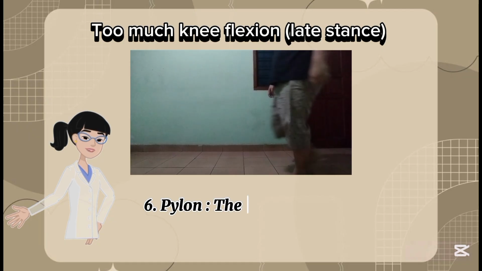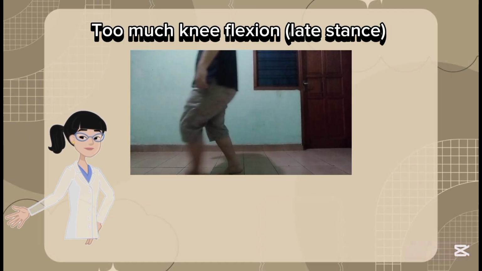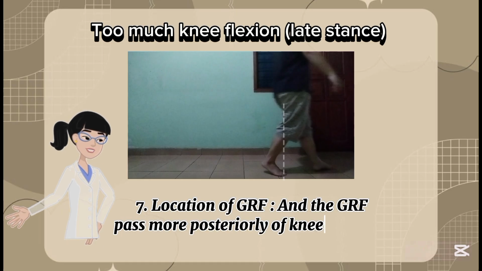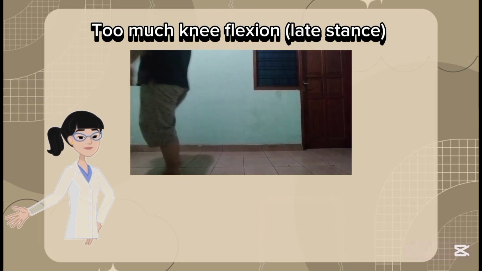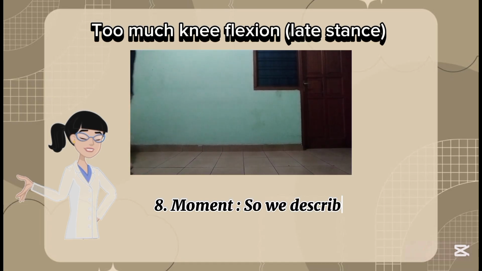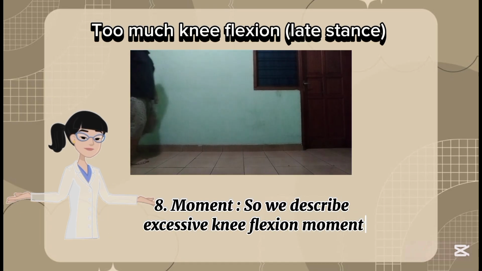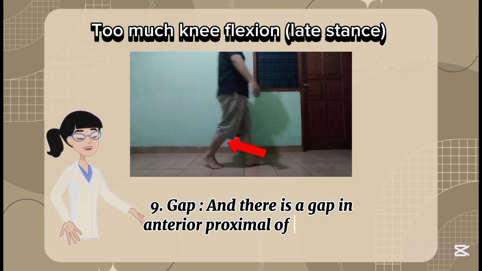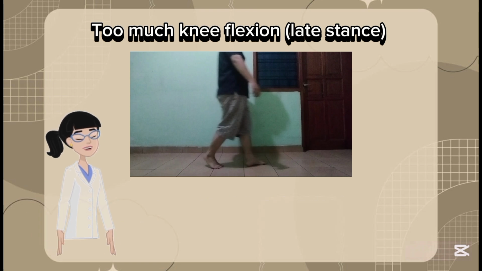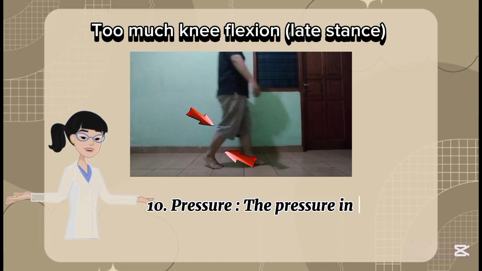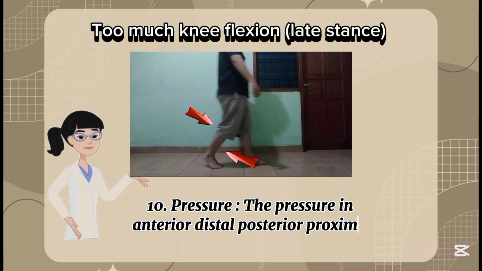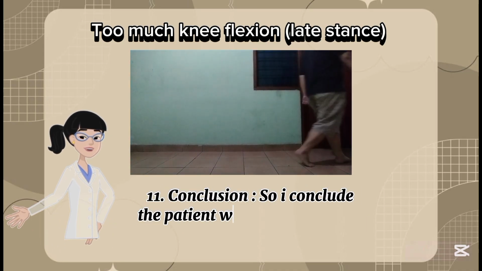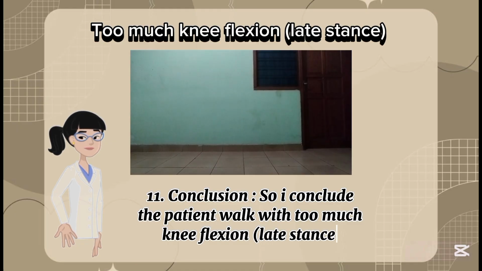The sixth, pylon. The pylon is leaning anteriorly. Seventh, location of GRF, and the GRF passes more posteriorly of the knee joint axis. Eighth, moment, so we describe excessive knee flexion moment. And the ninth, gap, and there is a gap in the anterior proximal of the socket. Tenth, pressure. The pressure is in the anterior distal and posterior proximal. And the last, conclusion, so I conclude the patient walks with too much knee flexion.